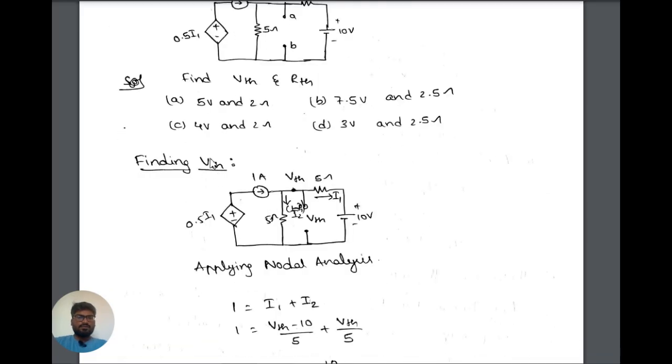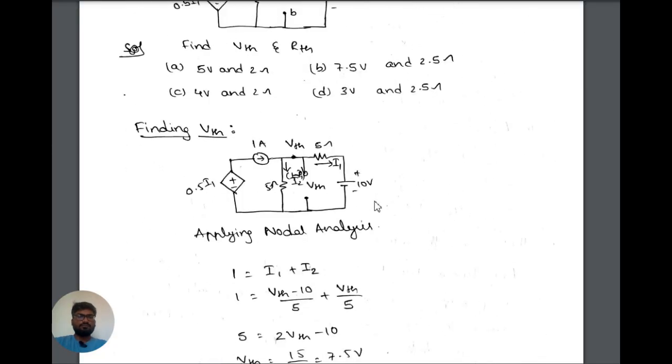To find this, first we need to find the open circuit voltage, that is VTH. Finding the open circuit voltage here: the 5 ohm resistor is in parallel with it, so the voltage drop across the 5 ohms will be the same as the Thevenin voltage. So we can take this point as VTH, on the same branch. This node is considered as VTH.